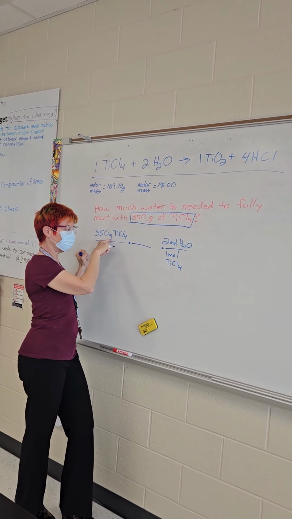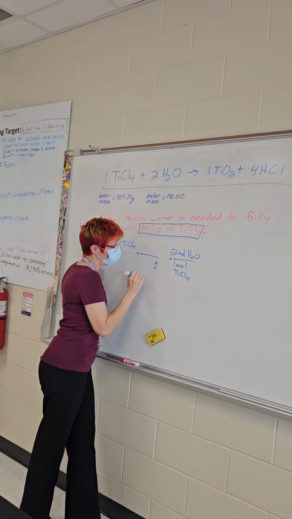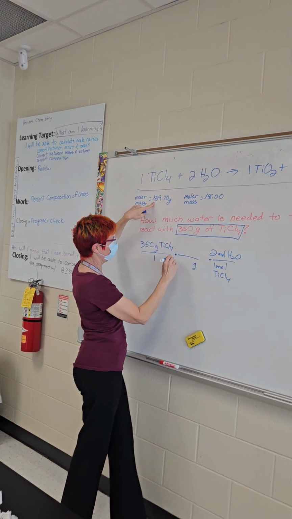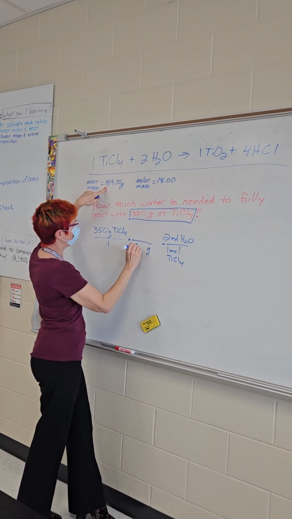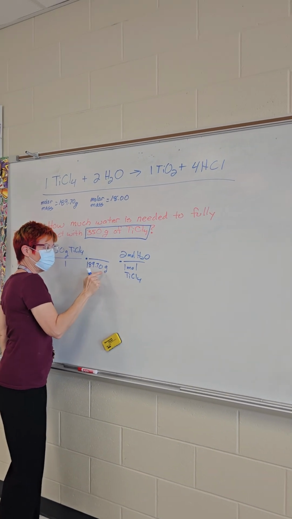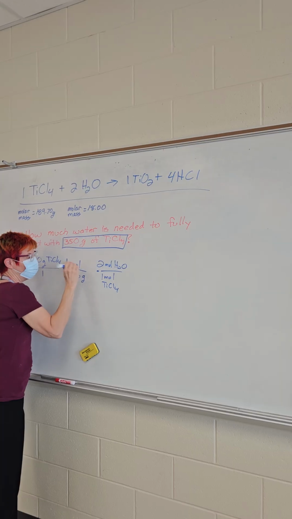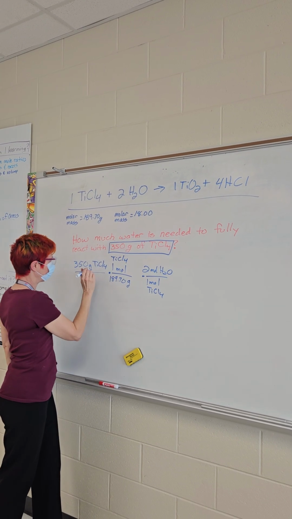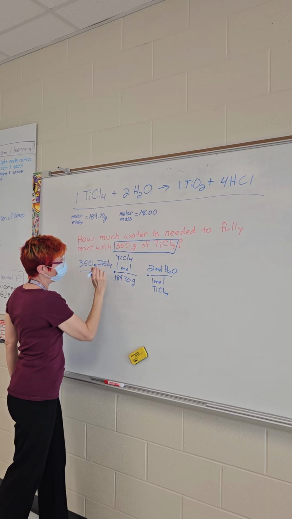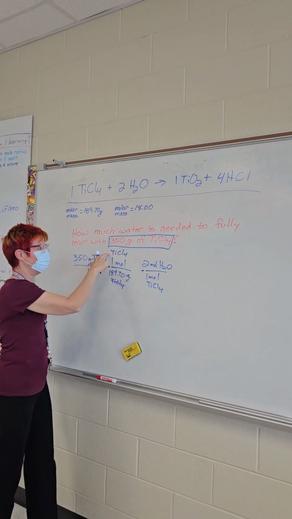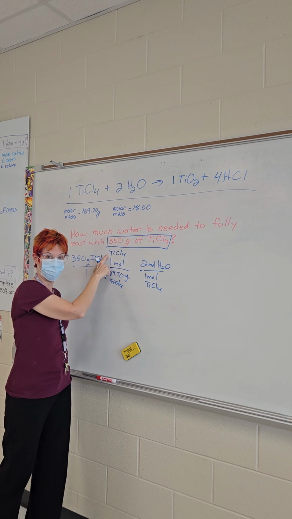I have grams on the top, so I know grams is going to go on the bottom. Here is my molar mass of titanium chloride. I'm going to copy that down, 189.70 grams, and that is the mass in grams of 1 mole of titanium chloride. Well, grams of titanium chloride just canceled out, and now I know I have moles of titanium chloride.